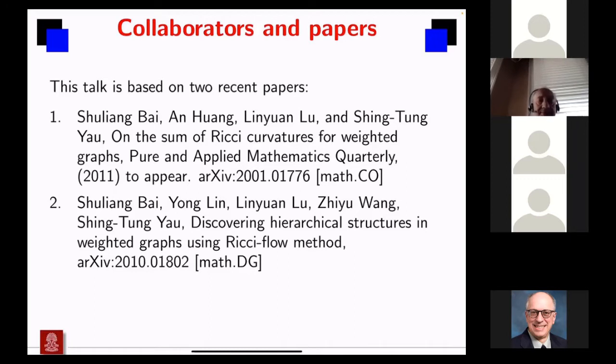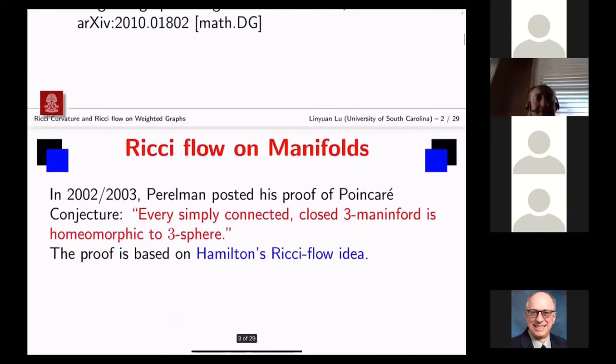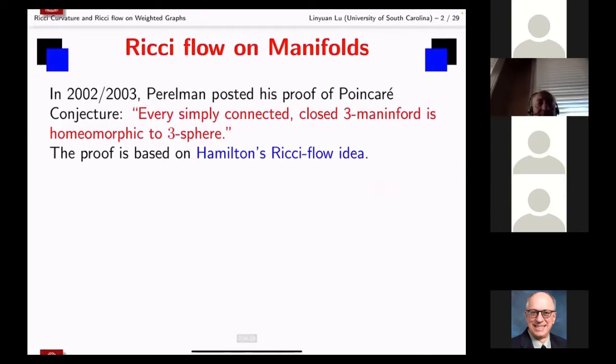All right. So let me give some background on why we consider the weighted graph. Let's start with the big topic. Most significant in the last two decades, Perelman in 2003 announced his proof of the Poincaré conjecture. The Poincaré conjecture states that every simply connected closed three-manifold is homeomorphic to the three-sphere. There are at least three groups of people who contributed to making the details of his proof complete, including Kleiner and Lott, Cao and Zhu, and Morgan and Tian. It's quite a big controversy about his proof, and who can get the credit and so on.